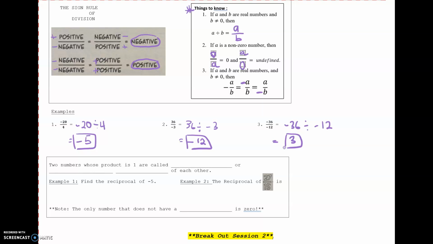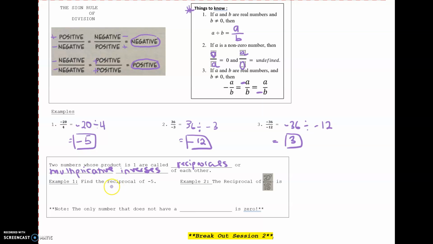So the last thing that we need to talk about: two numbers whose product is 1 are called inverses, or multiplicative inverses, or reciprocals. Because if you were to multiply them together, they would be inverses of each other.